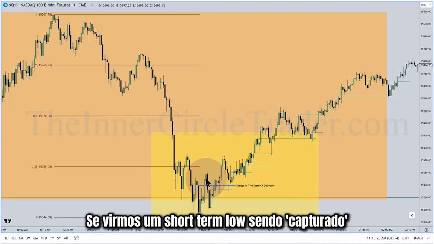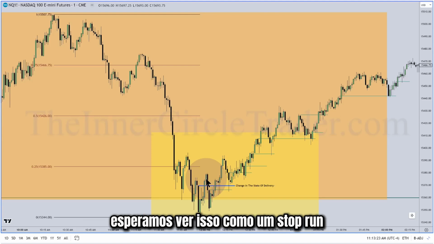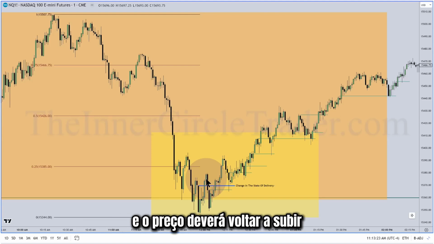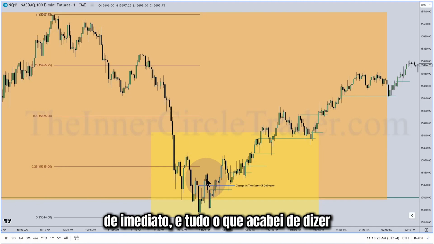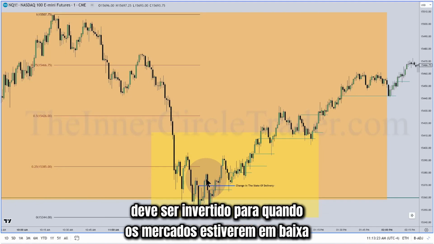If we see a short-term low taken out, we expect to see that as a stop run, and then price should revert right back into going higher right away. And everything I just said, reverse it for when the markets are bearish.